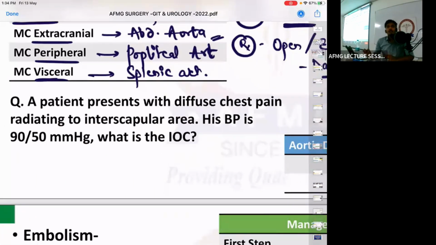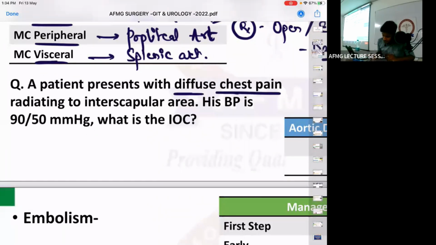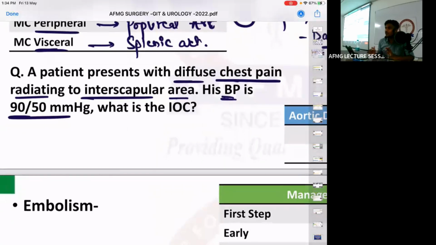Next question. All of the questions I am going through are recall questions. If these are not coming to you, then that is a matter to worry about. You need to revise it again and again. A patient presents with diffuse chest pain radiating to the interscapular area or to the back. His blood pressure is falling, 90 by 50 mm of Hg. That means the patient is going into hypotension or shock. What is the investigation of choice?